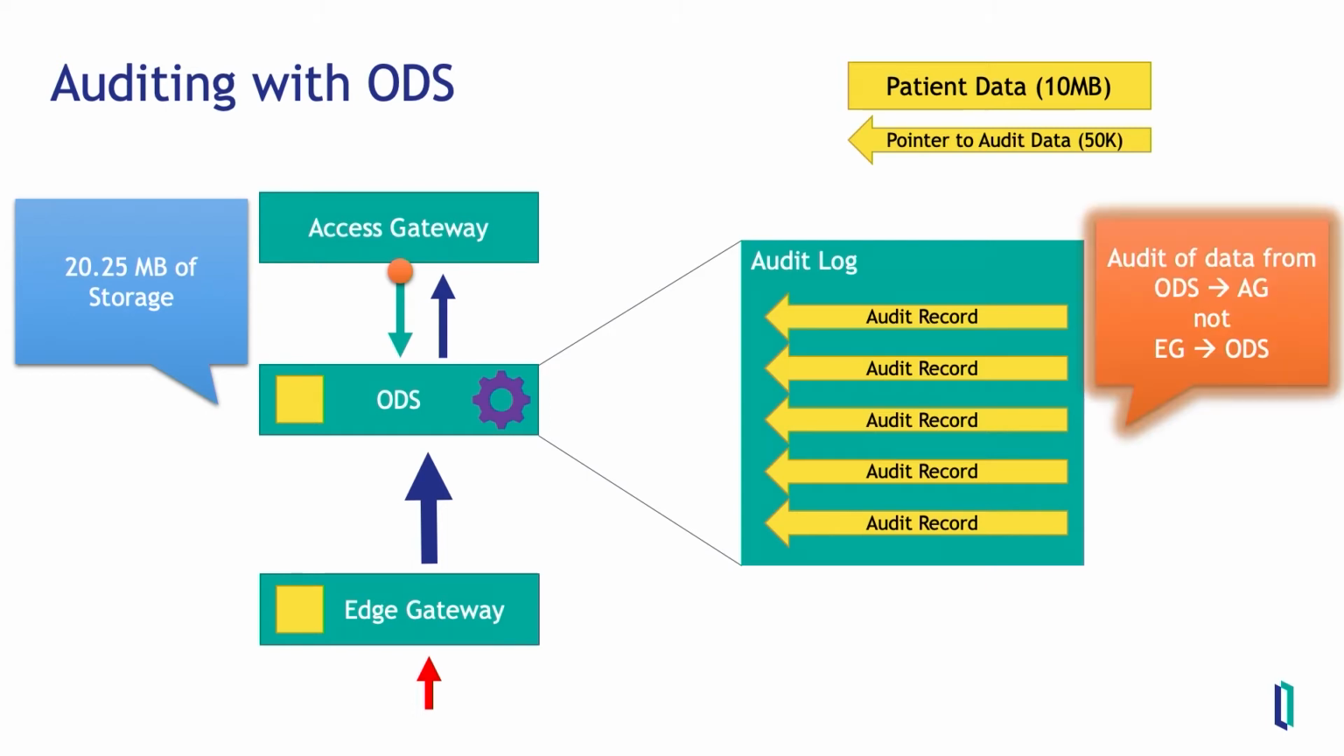And the other thing is, it's a more accurate audit record of what actually went over the wire to the requesting system, because it's the data that came out of the ODS, which has already been aggregated, normalized, and deduplicated. So if you had a bunch of data that was stripped out because of consent, for example, you know exactly what data was sent to that requesting system.